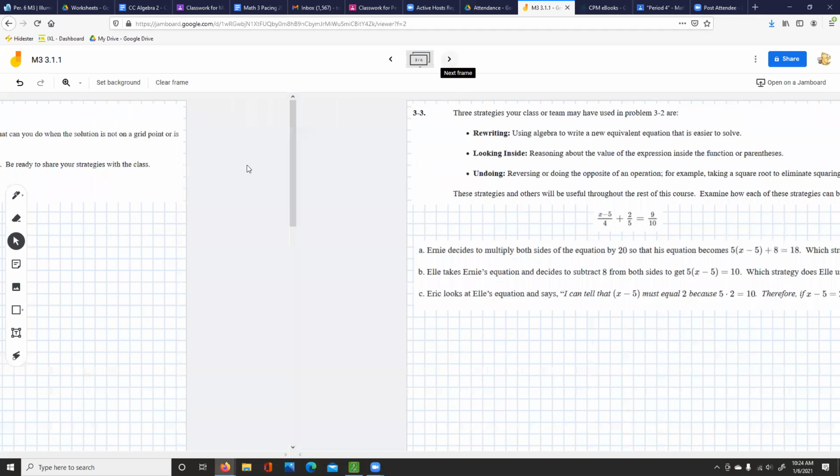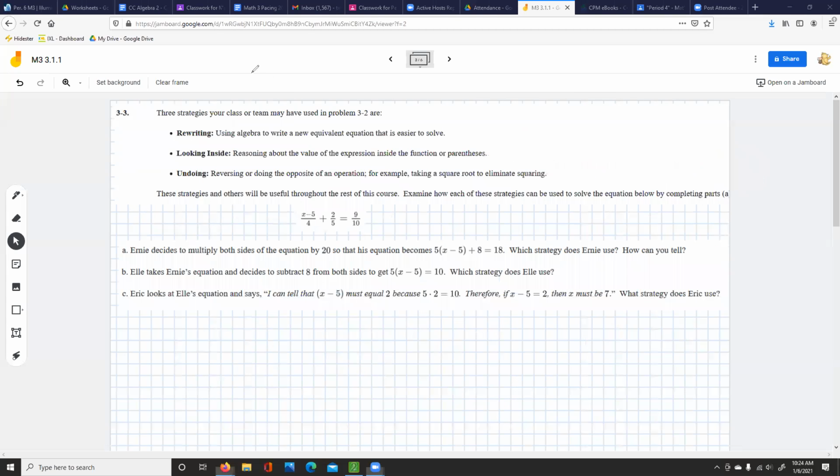Okay, so these are the 3 steps that we have here. We have rewriting, looking inside, and undoing. Okay, that's basically the main thing. So let's use these 3 steps, maybe some of these 3 steps to solve this problem right here. So go ahead and write down the problem. x minus 5 over 4 plus 2/5 equals 9/10. Okay. We could like fraction bust.